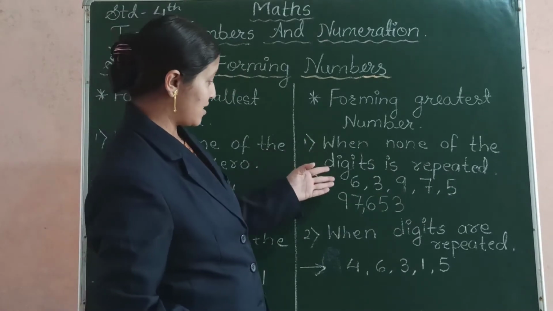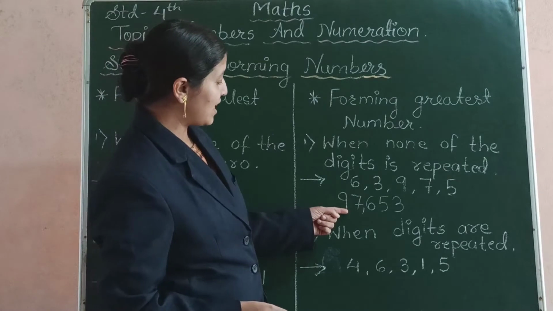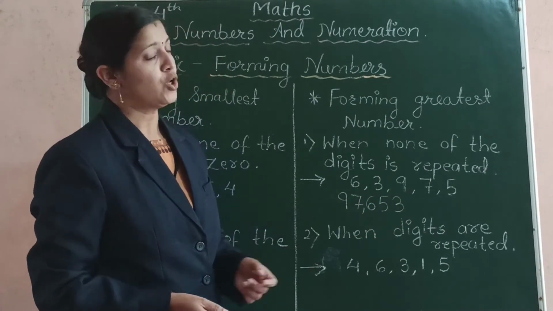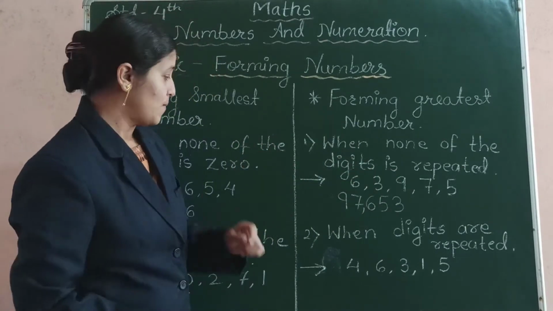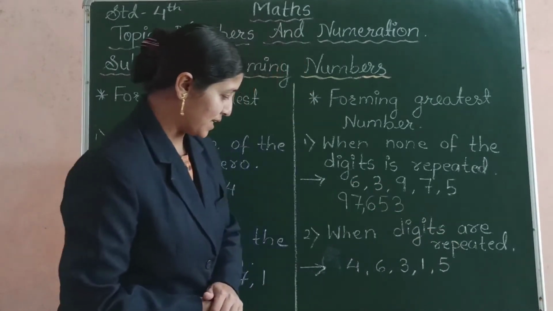And in this question I can say that no digit is repeated. Can you see 9, 7, 6, 5, 3, any digit repeated? No, all the digits have been used only once. So the next rule: when digits are to be repeated.